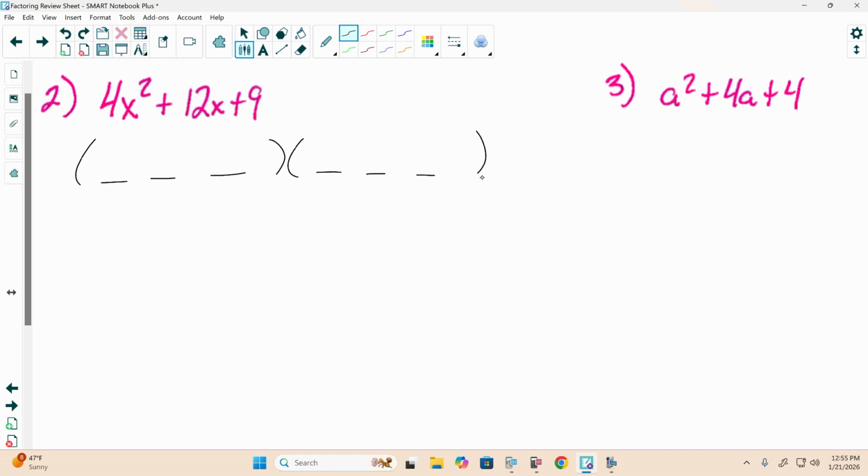Now I'm going to find the sign. If the third term is positive, the signs are the same and match the sign of the middle term. If the third term is negative, the signs are opposite. Well, here the third term is positive, so the signs are going to be the same and match the sign of the middle term. Because it's also positive, we have plus and plus. If the middle term had been negative, it'd be minus and minus.